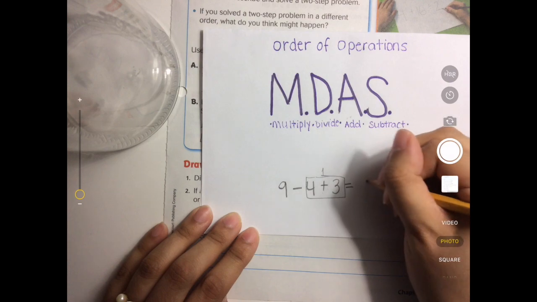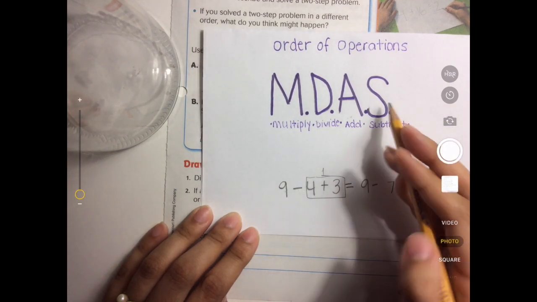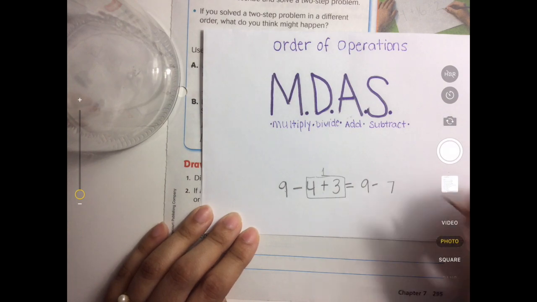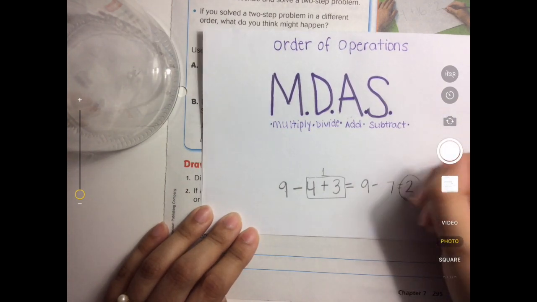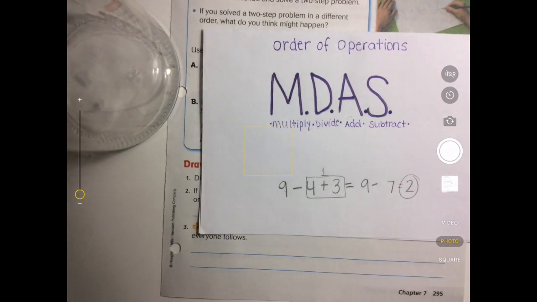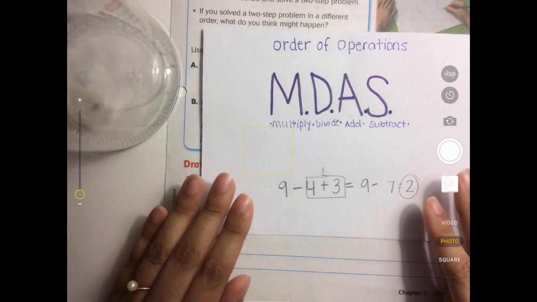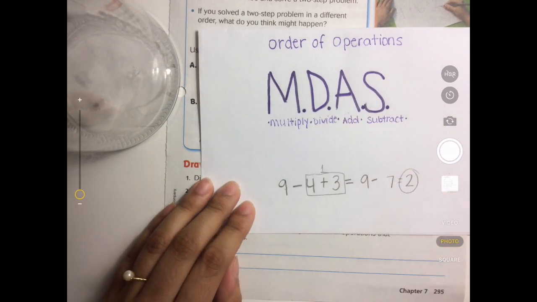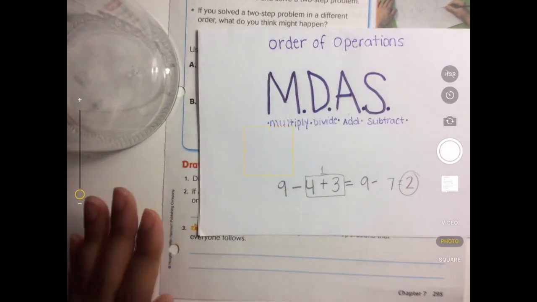Now I'm going to bring over what I have left over, which is the last step, subtract. 9 minus 7 equals 2. That would be the correct answer to 9 minus 4 plus 3. The order that you answer this question matters. If you follow this order, you will get the correct answer every single time.